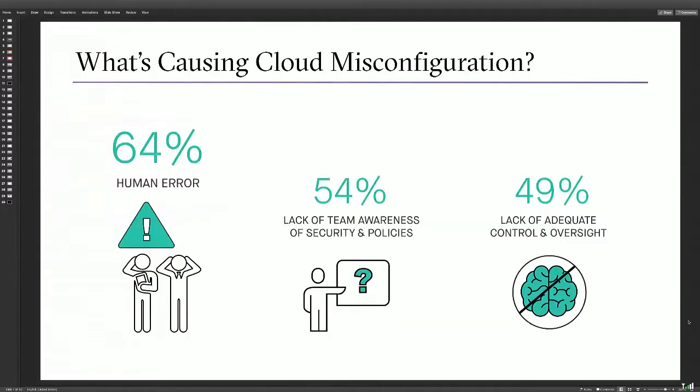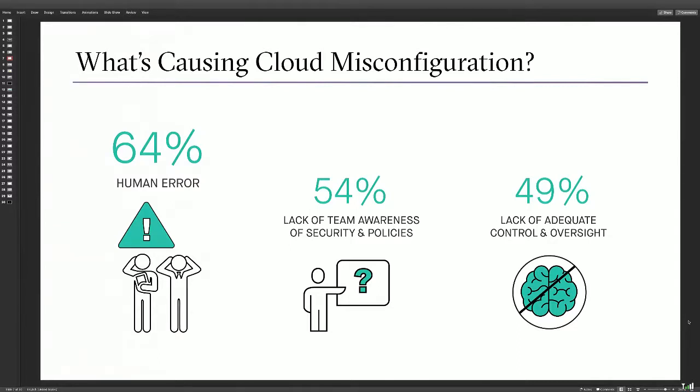So this is data from that survey I mentioned earlier. Over 300 organizations, all running at scale on cloud, responded to this. And we asked a bunch of things, but one was, what is causing cloud misconfiguration? The first and largest category here is human error, but the other two are forms of human error. So there's a theme. Humans aren't getting this right.